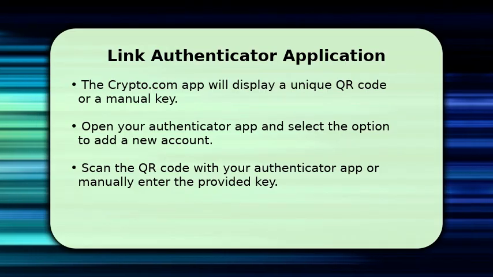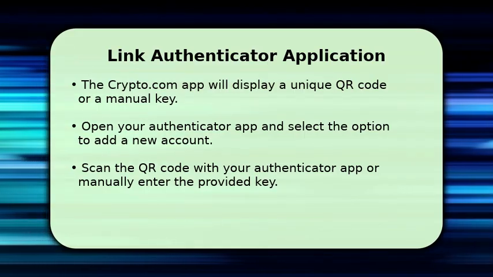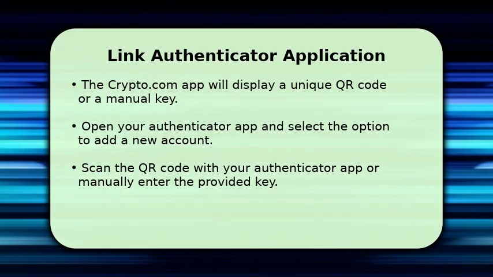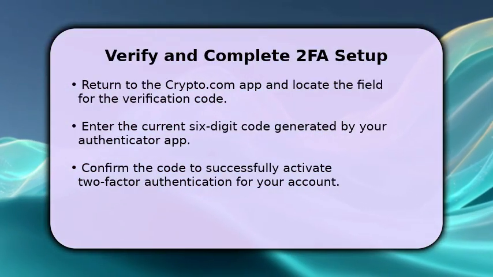Now, open your chosen Authenticator application on your device. Within the Authenticator app, select the option to add a new account. You can either scan the QR code displayed on your crypto.com app screen, or, if scanning is not possible, manually enter the provided key. Once linked, your Authenticator app will immediately begin generating a new 6-digit code every 30 to 60 seconds. Finally, switch back to your crypto.com application.